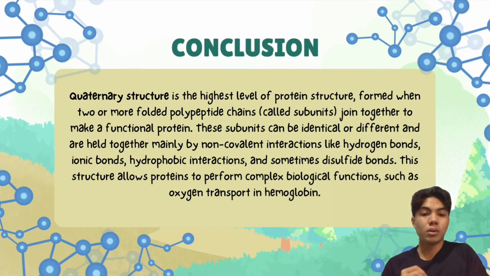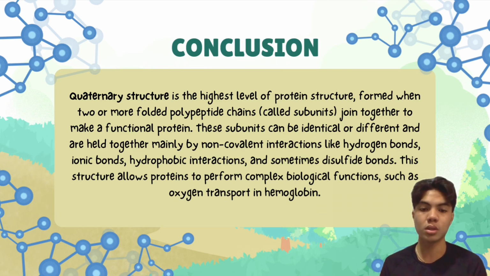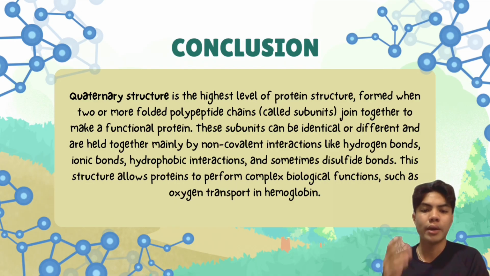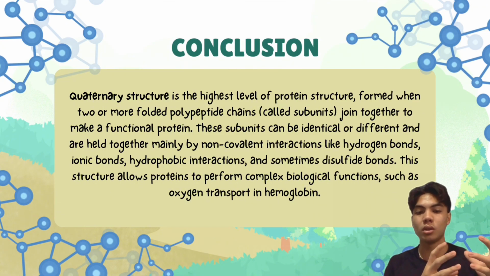Now, for our conclusion, quaternary structure is the highest level of protein structure, formed when two or more folded polypeptide chains called subunits join together to make a functional protein. These subunits can be identical or different and are held together mainly by non-covalent interactions like hydrogen bonds, ionic bonds, hydrophobic interactions, and sometimes disulfide bonds. This structure allows proteins to perform complex biological functions such as oxygen transportation in hemoglobin.